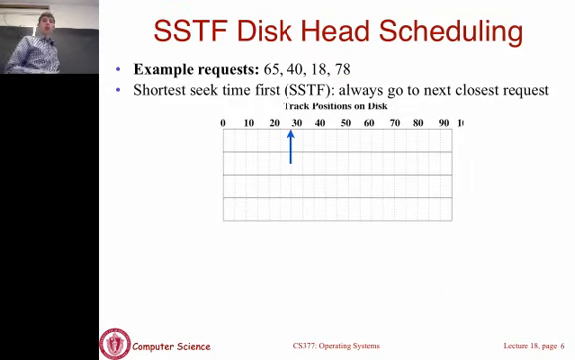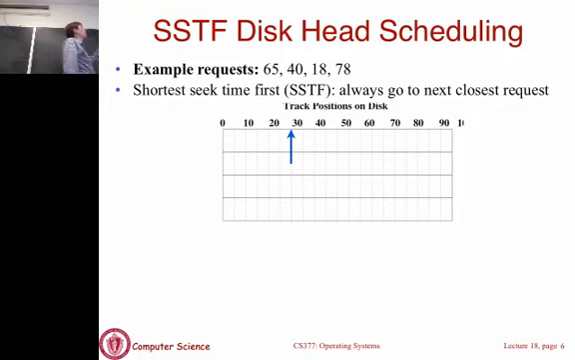So let's consider a better approach if we do have a heavily loaded magnetic disk, which is shortest seek time first, or SSTF. The idea here is we're always going to go to the next closest request. This is sort of like what we were doing with shortest job first in CPU scheduling. At every time period, we're basically just going to pick the next best thing to do.